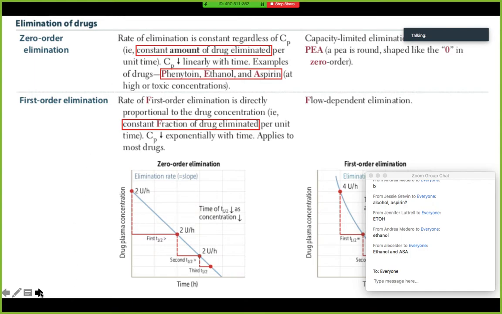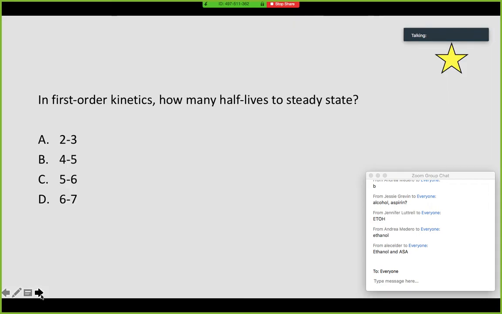Okay. And then make sure you know that in zero order elimination, it's a constant amount per time, whereas in first order elimination, you're getting a constant fraction of drug eliminated per time. And then she might give you a question where you have to calculate the half-life by looking at a graph. So make sure you can do that. Okay. This should be on the exam tomorrow.